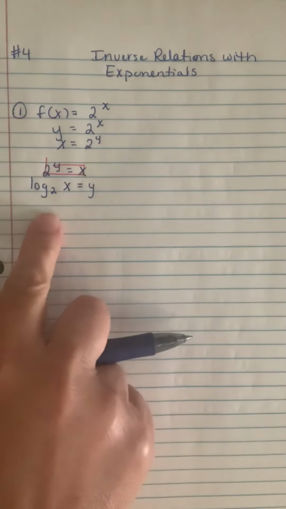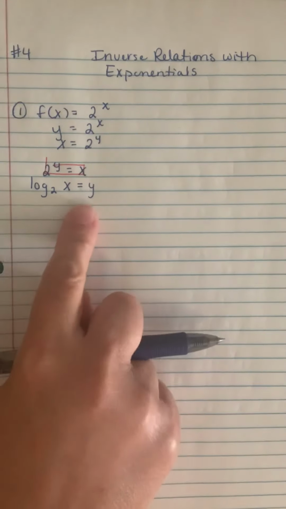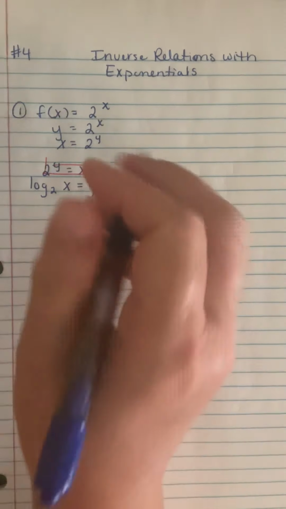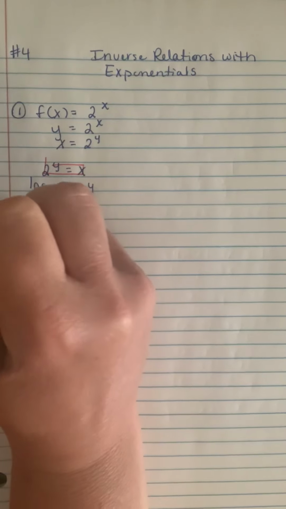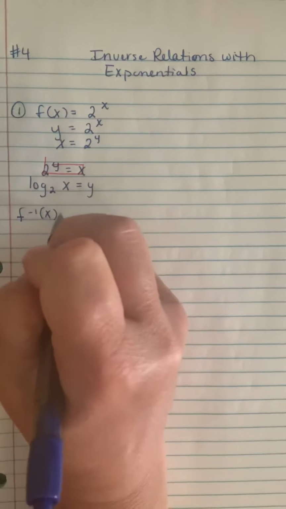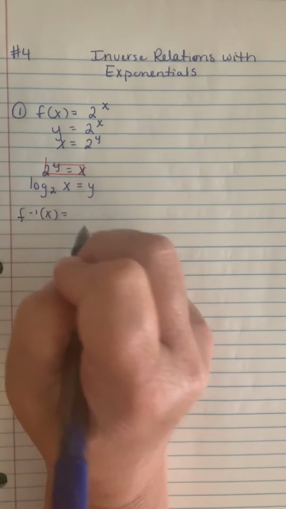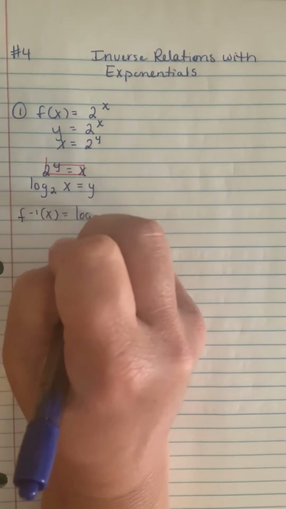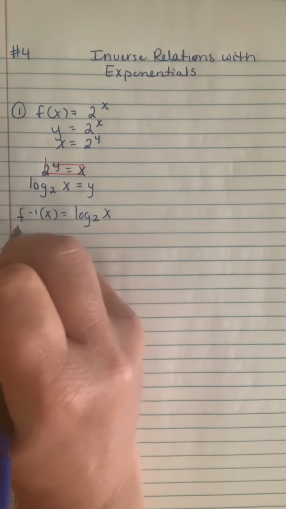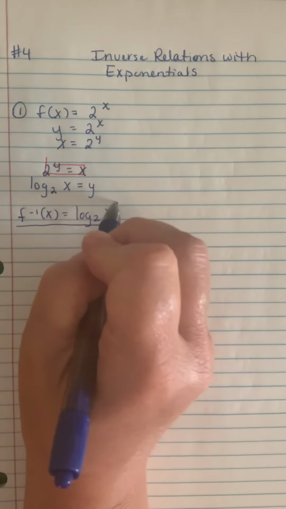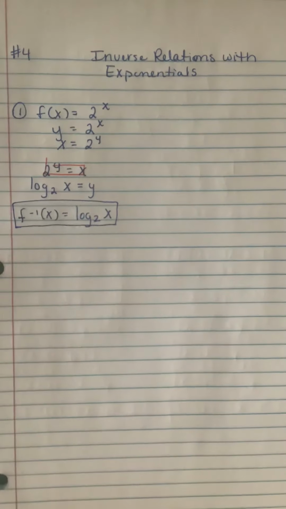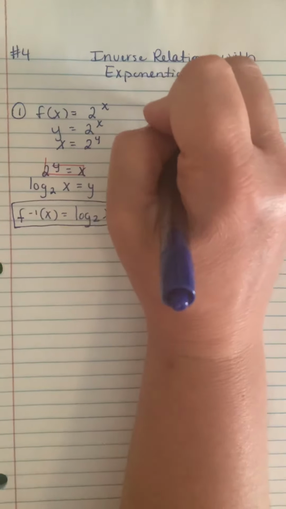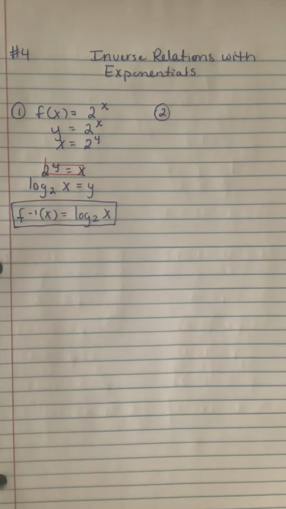And notice when you did that, it solved the problem for y for you. So now we just need to write it as an inverse. So f of -1 of x is log base 2 of x, and we don't need to worry about changing it to the same base or anything like that. We're going to leave it like that. So let's try number 2 here.